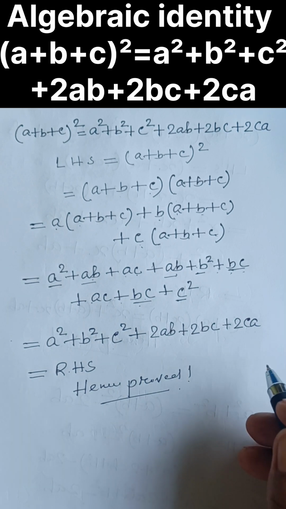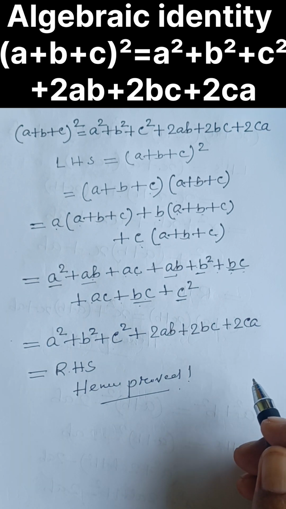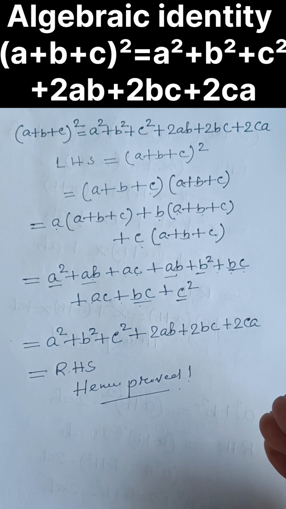So I think now it is very easy for the students to understand these algebraic identities and how to derive them. I hope it is clear to everyone.